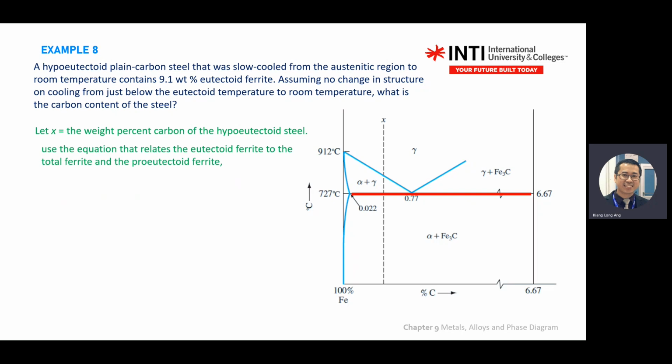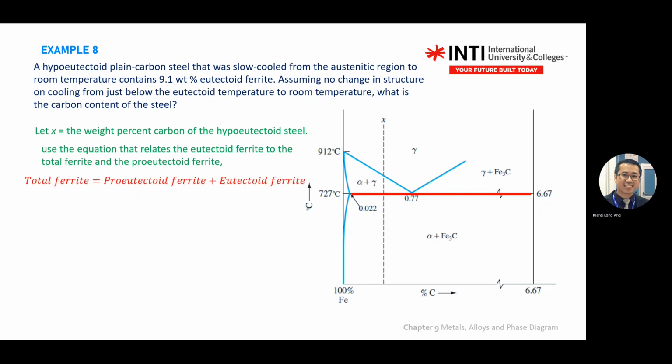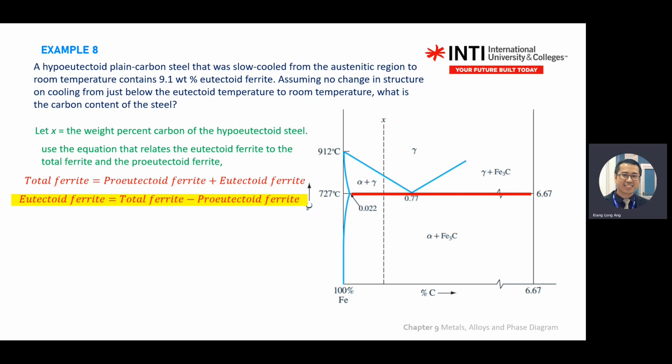So we'll use the equation that relates eutectoid and pro-eutectoid ferrite. The total ferrite alpha that you get is pro-eutectoid ferrite, meaning the first grain that grows on the phase diagram, plus eutectoid ferrite. So you want to get the total alpha you have. Then here we rewrite the equation. We keep our eutectoid, we pull the pro-eutectoid component to the left, and we get minus.